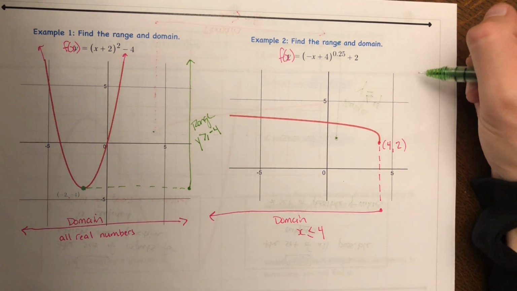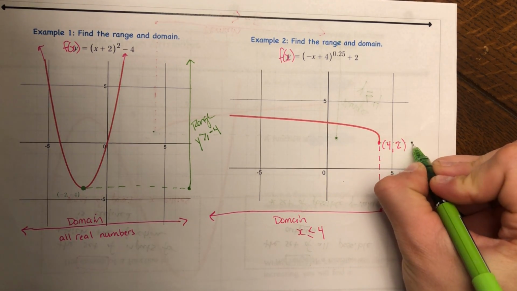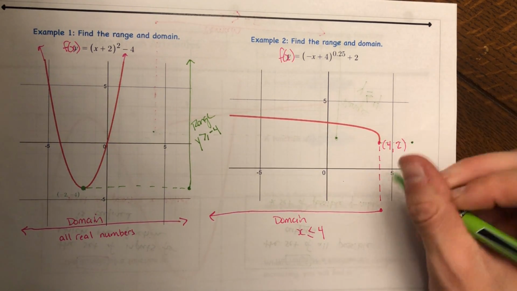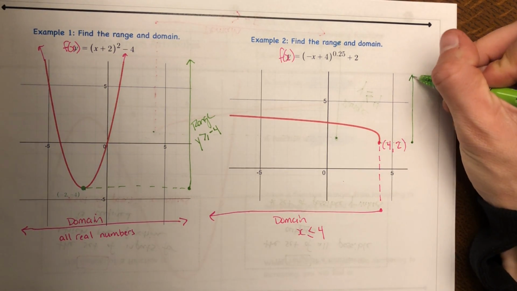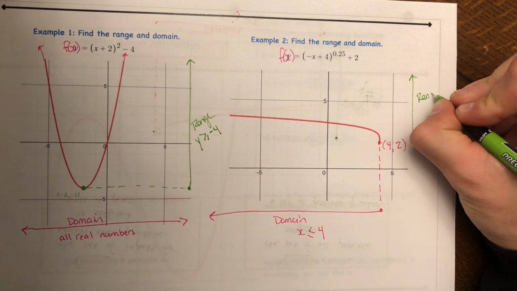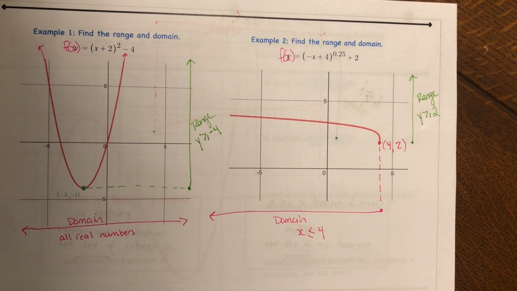And my range, if I go down here, I can also see that this is the point where it starts, and there's no function down here at the bottom. I don't have a line. So my range will be y is greater than or equal to 2. All right, that's it. We do this graphically. Just be careful not to get them confused.